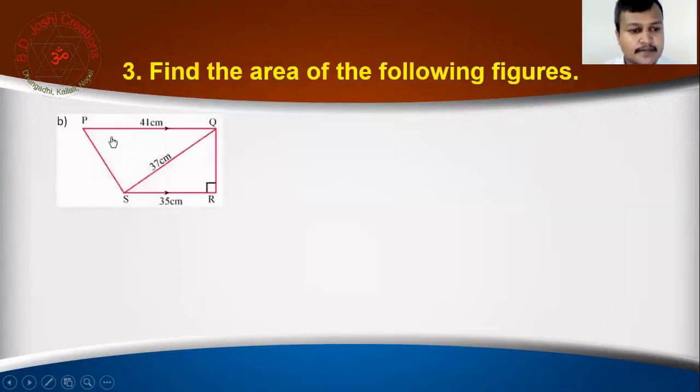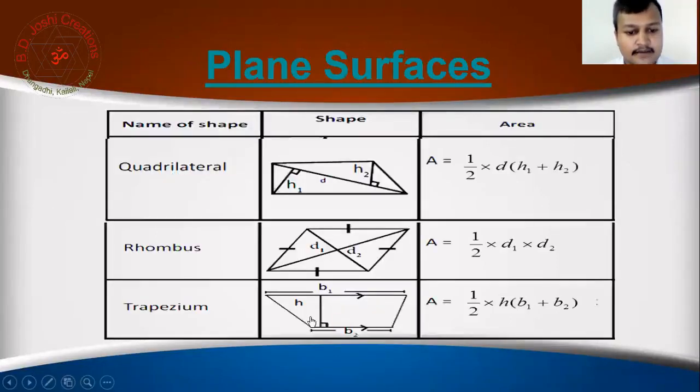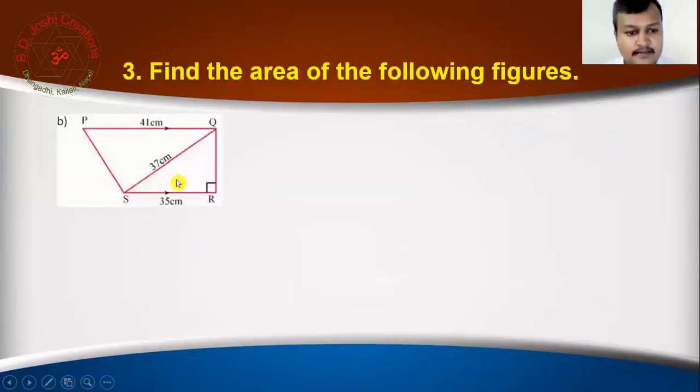Similarly, look at question number B. This is also a trapezium, but in this trapezium, the length or distance between the parallels is not given. This height h is not given here. So by using Pythagoras theorem, at first we have to find out QR. QR is the distance between two parallels, and after getting QR, it is h. PQ is b1, SR is b2. And by using the formula of area of trapezium, 1 by 2 h times (b1 plus b2), we will easily get the value of area of this trapezium PQRS. So let's proceed.